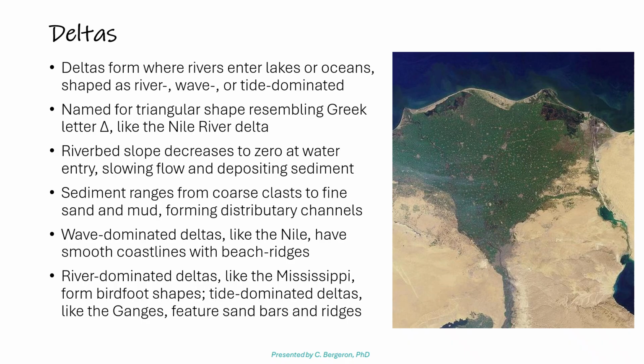And then the third type is a tide-dominated delta, which, like it sounds, is dominated by tidal currents. An example of this would be the Ganges River Delta. During flood stages, when rivers have a lot of water available, it develops distributaries that are separated by sandbars and sand ridges. And so the tidal delta of the Ganges River is actually the largest delta in the world.